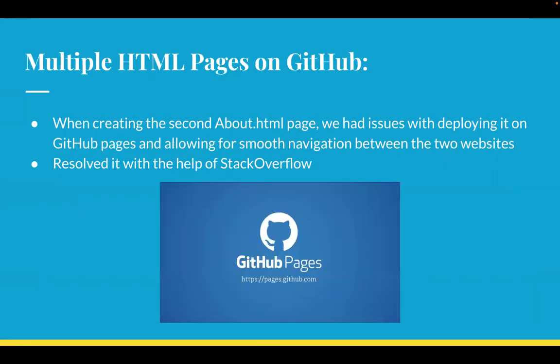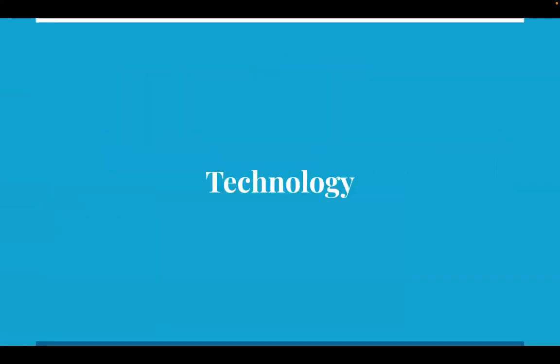A third issue that we faced was with GitHub Pages. We managed to display the original index.html by moving it from the client folder to the root directory. But as soon as we created a second about.html page, GitHub crashed and kept showing a 404 error. Through looking it up on Google and multiple places, including Stack Overflow, we managed to find the right way to write the href links so that GitHub Pages would show both pages and allow for smooth navigation between them.